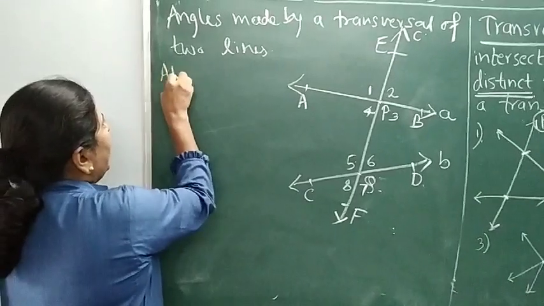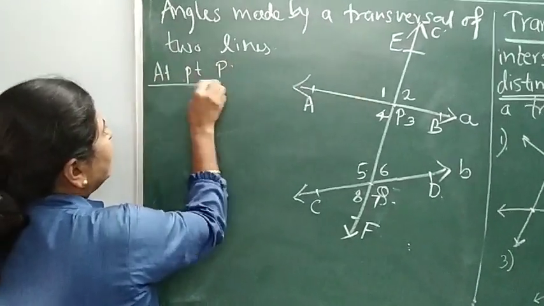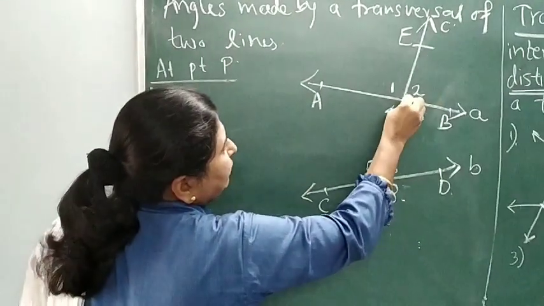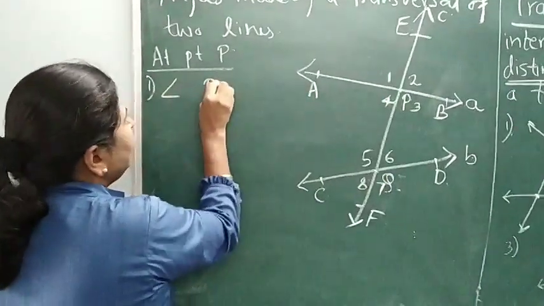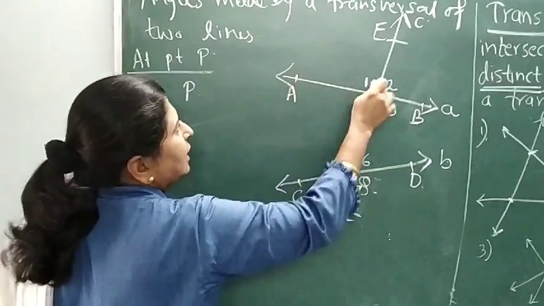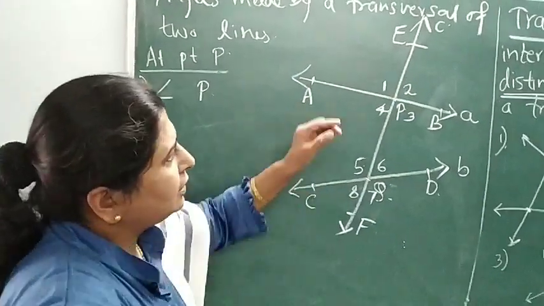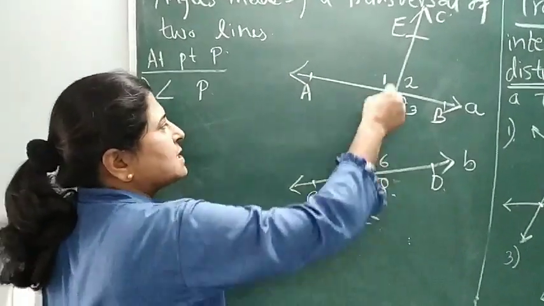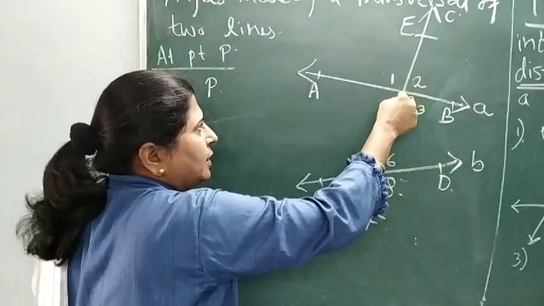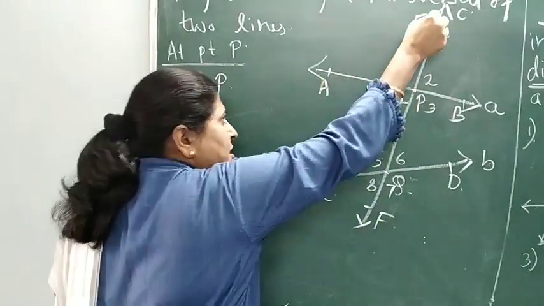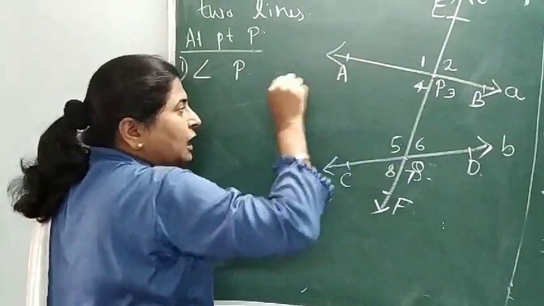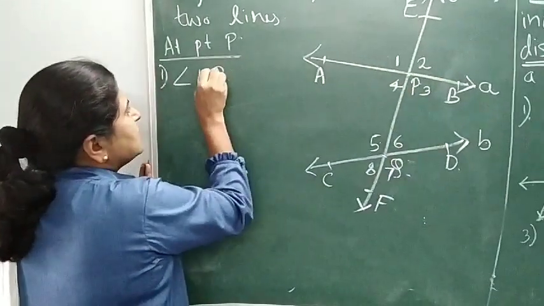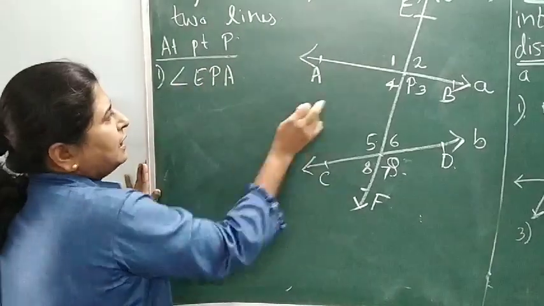So let's write at point P. Okay. So first, angle number 1 is this. P will come in the center position, with one arm going towards A and the other towards E. Now you can have one normal rule for how to write the name of the angle. You can start with the transversal, come to the vertex and go to the line. So transversal, vertex and then line. If you follow this rule, then you can write this angle EPA. Okay, this is EPA. This is angle number 1.